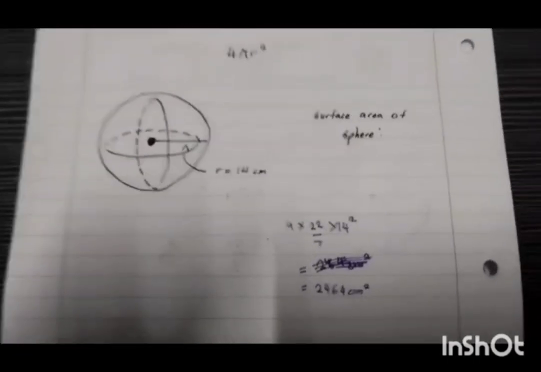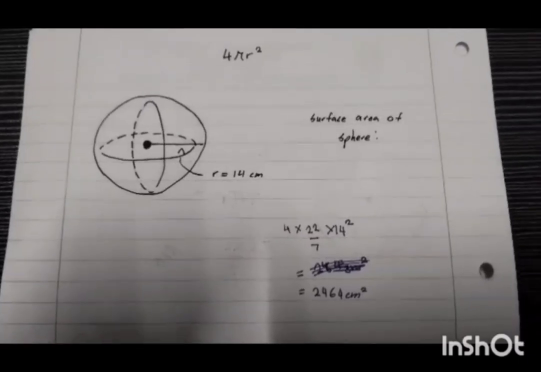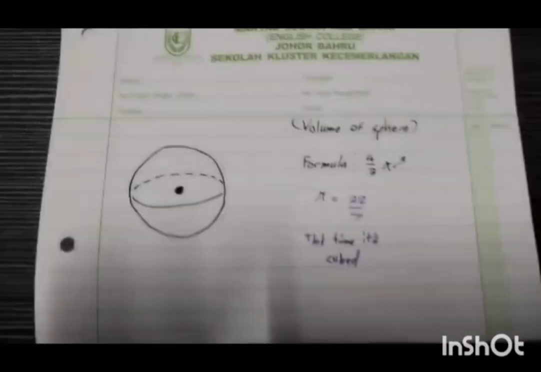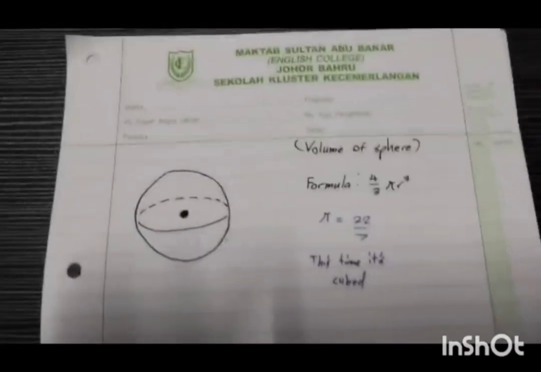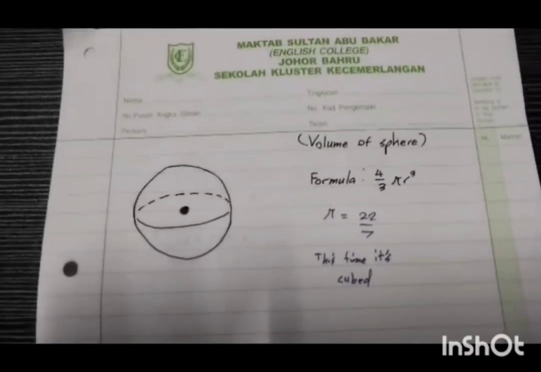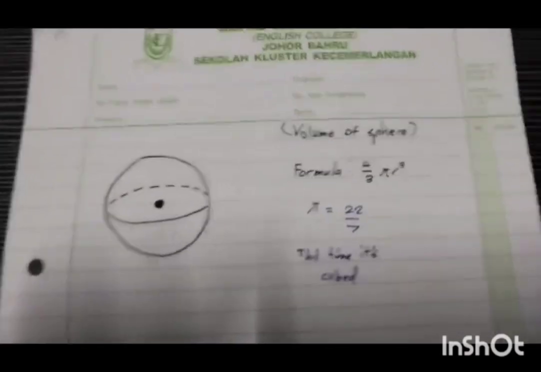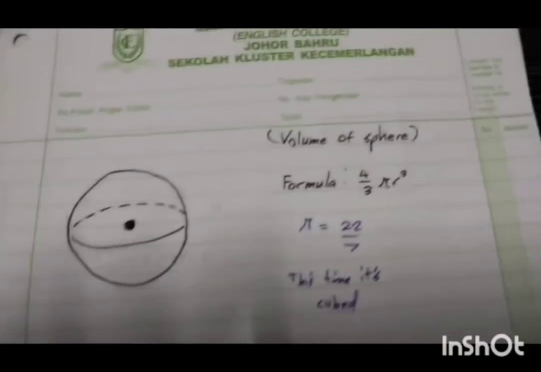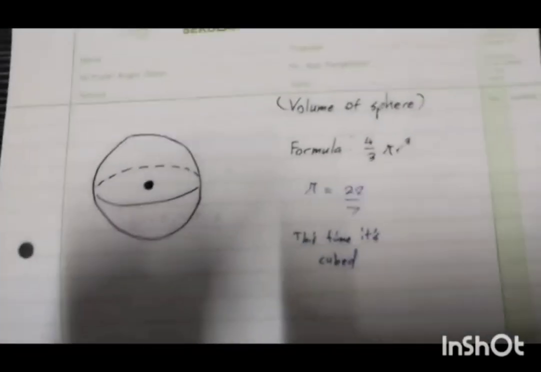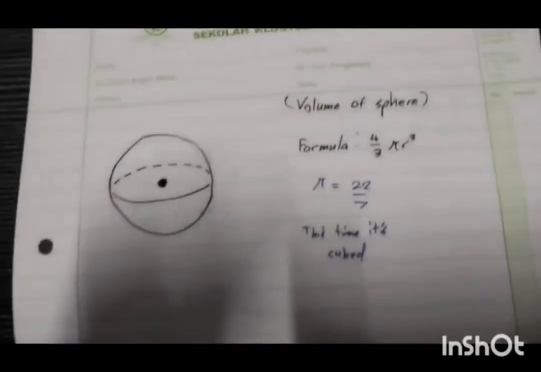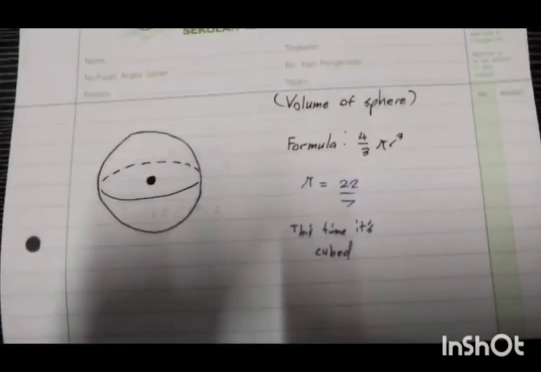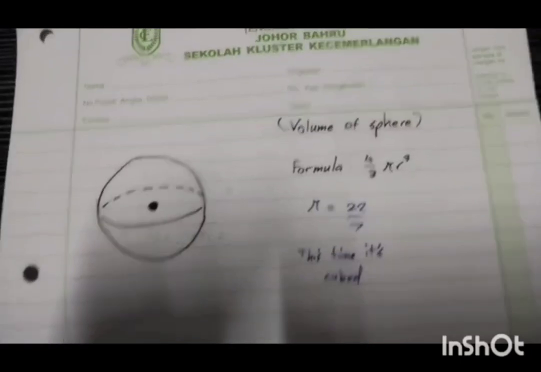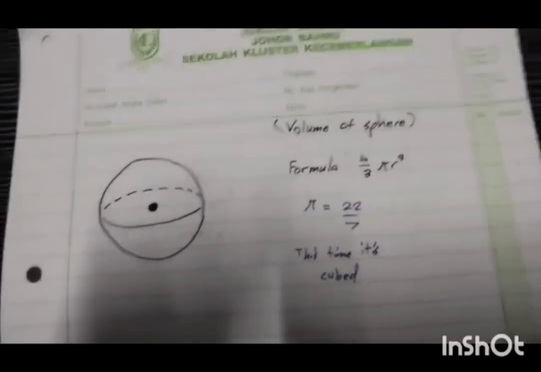Let's move on to calculating the volume of a sphere. The first thing you need to know is the formula. The formula given is always 4 over 3 times pi times r cubed. This time it's cubed. Just like the surface area, the pi we'll be using is always 22 over 7. But make sure this time the radius, we have to calculate it as cube, not square.